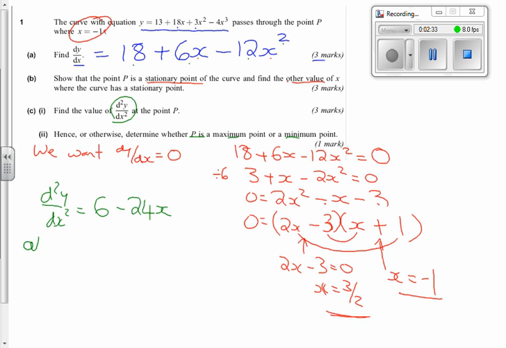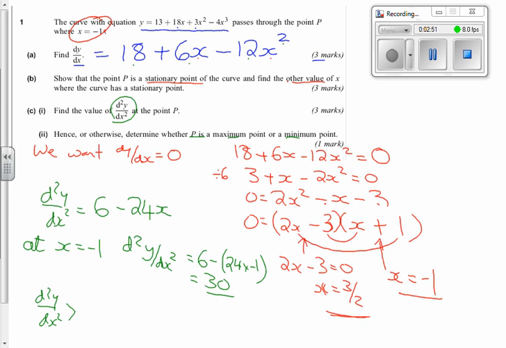So the point was at minus 1, and at that point, d2y by dx squared is 6 minus 24 times minus 1, so it's 30. Now, because that's positive, then that implies that the curve is a minimum point. Can't spell now. Minimum. When this is positive, it's a minimum. When it's negative, it's a maximum.